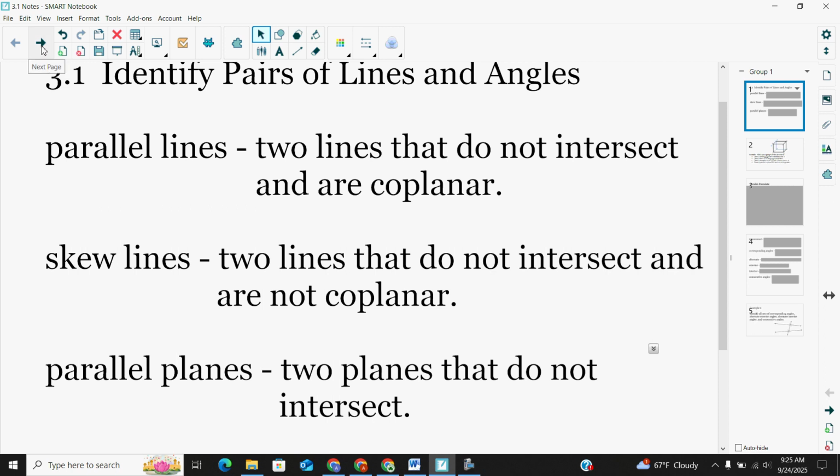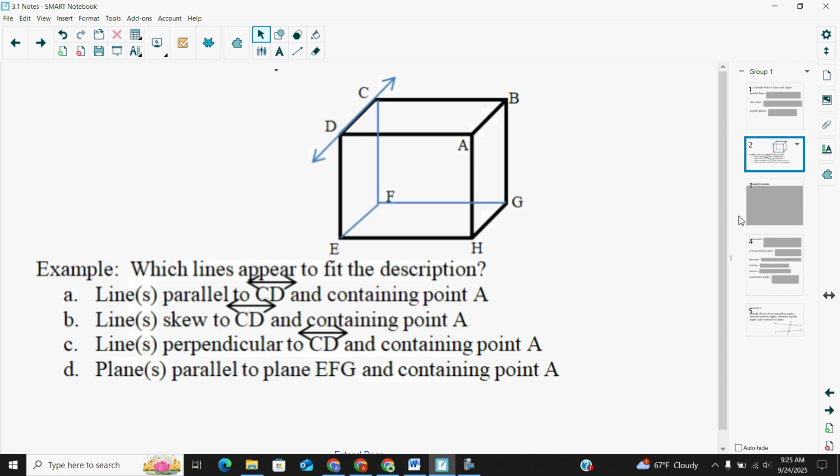So our first example looks like this. It gives us a cube. It has identified all the vertices of that cube: vertex A, B, C, D, E, F, G, H, in that order. And it asks us a few questions there.